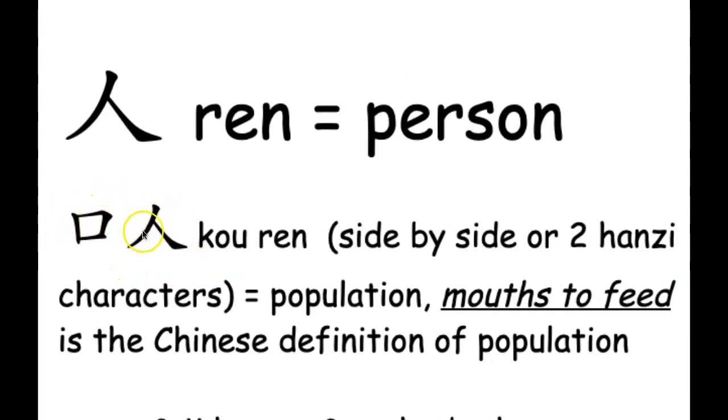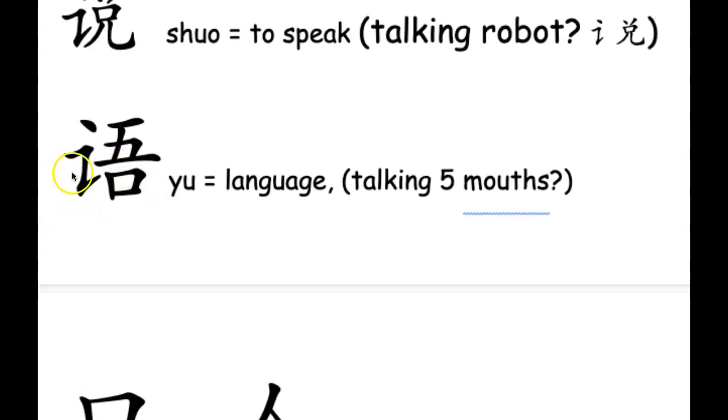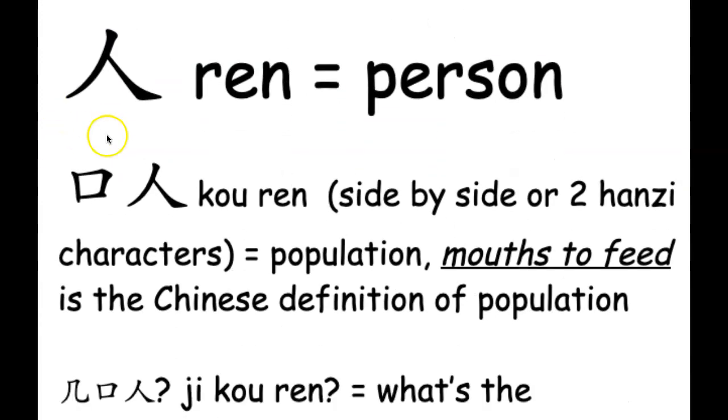It's like a compound. It's not really a compound word, because compound characters, maybe you put two characters. They're not smushed together like this one has three parts. This talking part, five mouths, talking five mouths. This is one character in a square. Now these are two characters side by side, kou and ren. Kou and ren side by side, two hanzi characters equals this. The meaning of these two side by side is population.